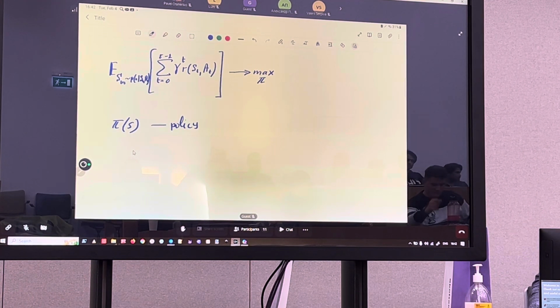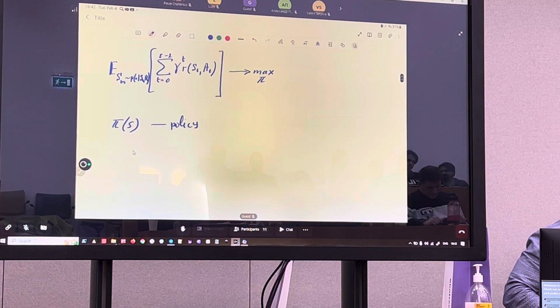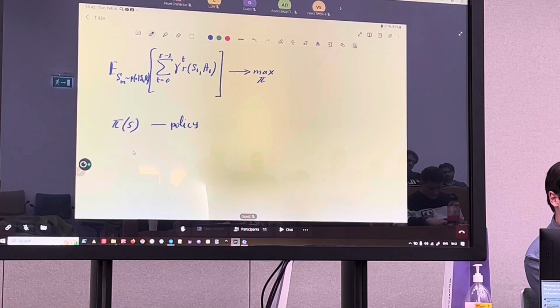Okay, so what I will try to do is just this. I will unwrap this objective and try to solve it recursively.